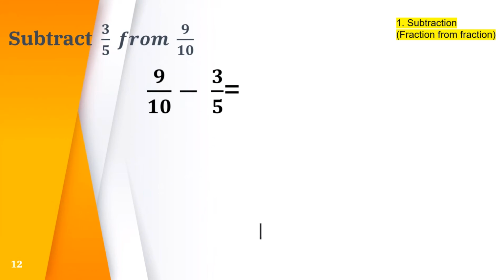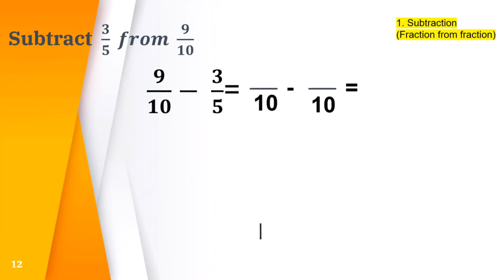So, kung kukunin natin yung multiples ng 10, that is 10, 20, 30, 40, and so on. And sa 5 naman, that's 5, 10, 15, 20, 25, 30, and so on. So, sa listing natin, ang least common multiple ng 10 at 5 ay 10.